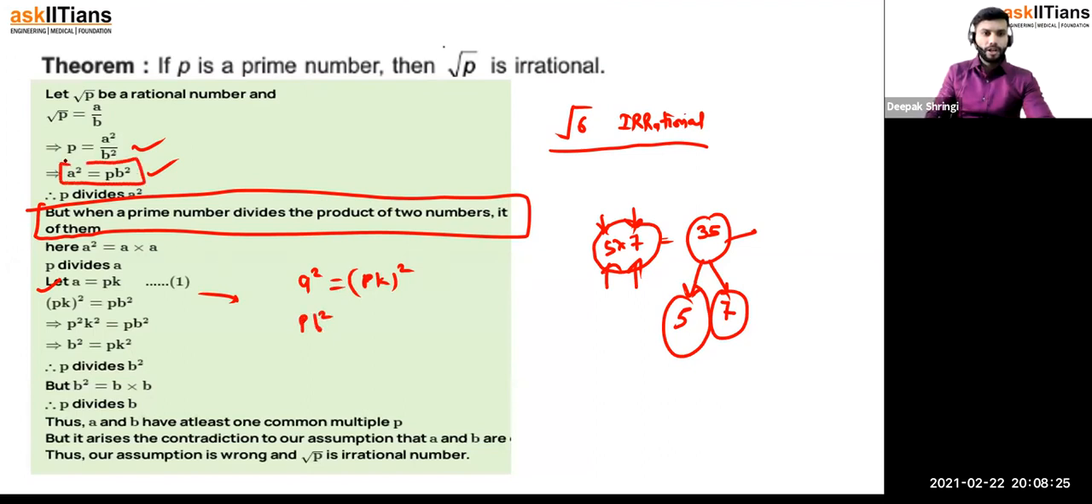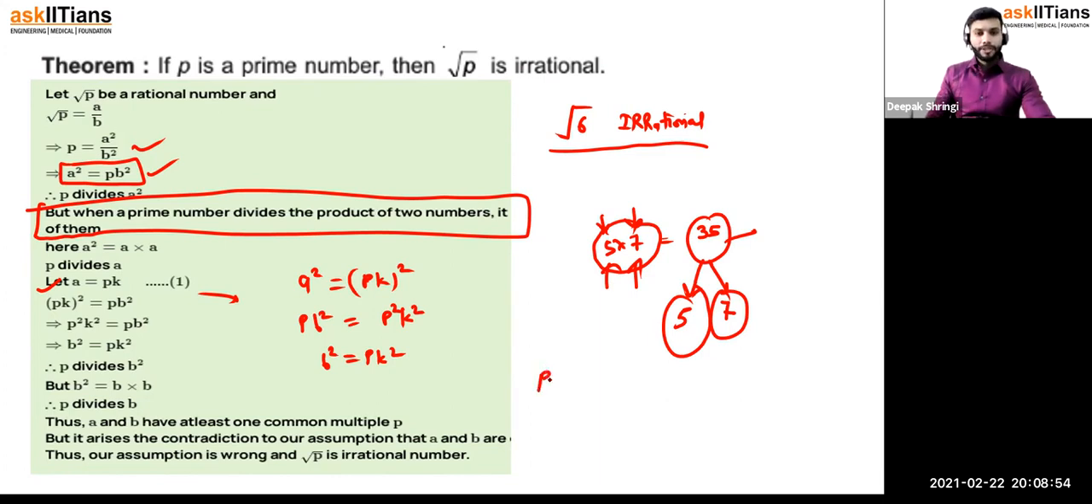Look at this. Okay, so I'll put it over here. So I'll get p square k square, right? Okay, a square was p times b square, right? From here we get that b square equals p times k square. That means now p will divide b square as well. So again, by the same thing that we have done earlier, we can say that p divides b as well, right? Okay, that means p divides a and p is dividing b as well.